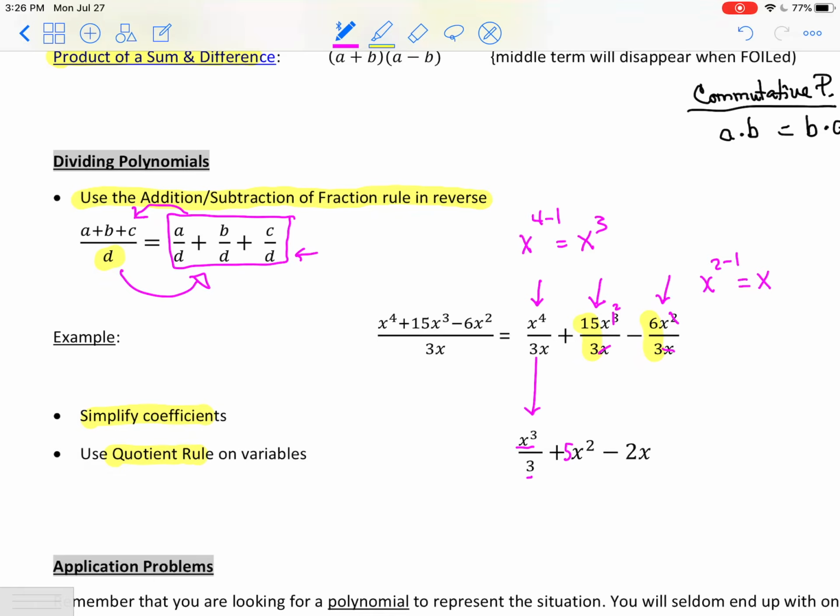And of course, if we look back at this, we can see that none of these terms are the same. We don't need to do any sort of combining like terms or anything. One other thing I'd like to throw out there is this first term could also be written, if we choose to, as 1/3 x cubed plus 5x squared minus 2x. So if you prefer, you can write it that way. Doesn't really matter. They're both the same thing.